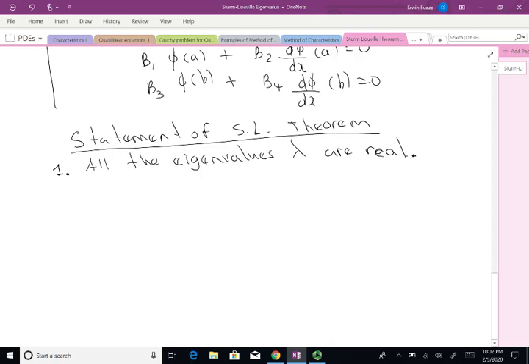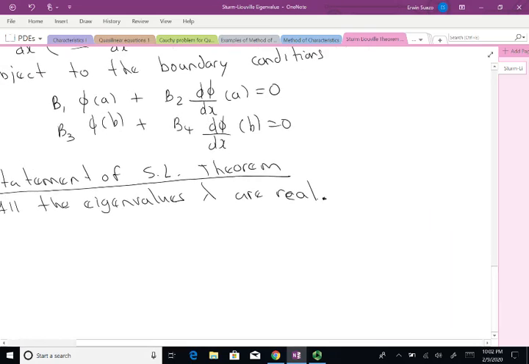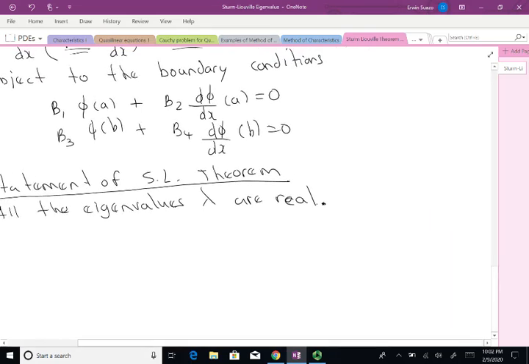For example, you solve the Schrödinger equation, the partial differential equation. Actually, let me show you here.